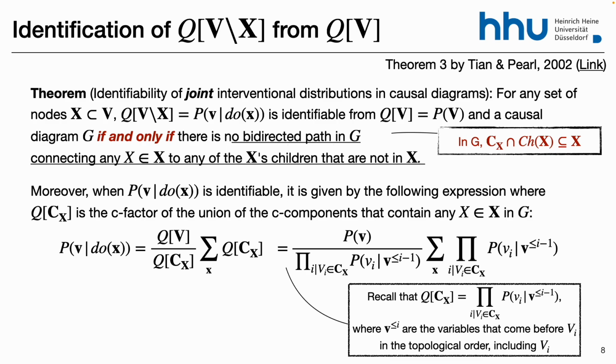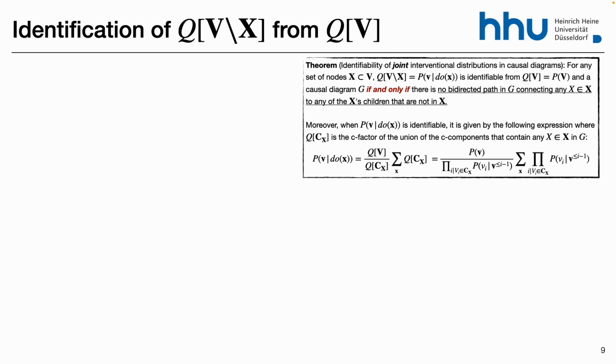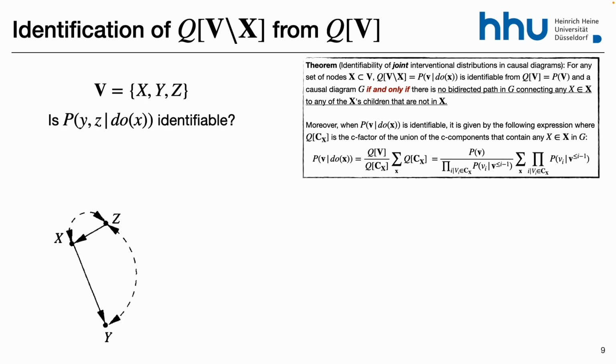Okay. Now there is a reference. If you want to see the reference, it is Theorem 3 by Tian in 2002. The theorem in this paper is using X as a singleton, just one variable, but it's easy to prove that this also works for sets of X. If you want the completeness, because this is just the if part, if you want the only if part, you have to check the paper. I won't show the proof here, but it's on page 949. This is just a copy in case you want to check.